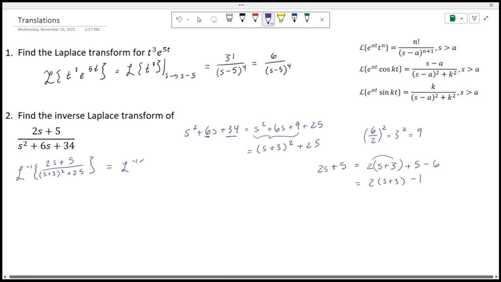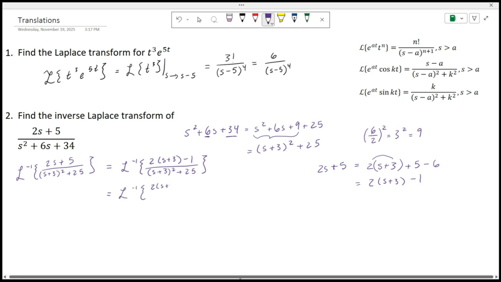So this becomes the Laplace inverse of 2 times s plus 3 minus 1 over s plus 3 squared plus 25. Okay, so we're getting a little bit closer to what the formulas look like. That minus 1 kind of throws us for a loop. The 2 throws us for a loop. Those two things don't quite match with the formulas. But I can break this up into 2 separate fractions, one with a numerator of 2 times s plus 3 over the denominator, and another one with the minus 1 over the denominator.